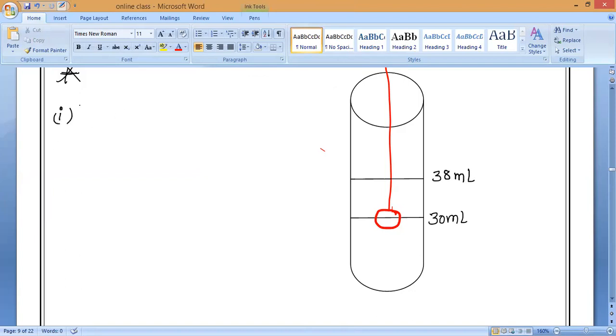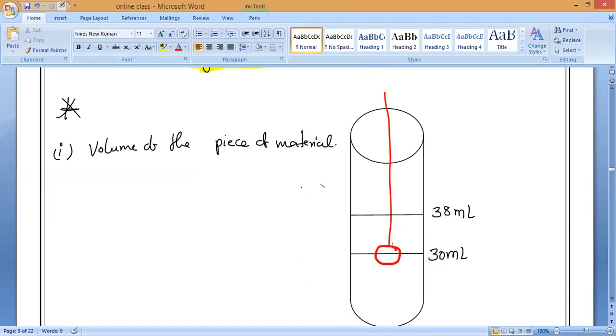First, Roman number 1. Solve one by one. What is the volume of the piece of material? As we know, they have given a liquid. What is the given liquid? Water. Now, what is the mass of the given material? First write the mass. Mass is equal to 100 grams.